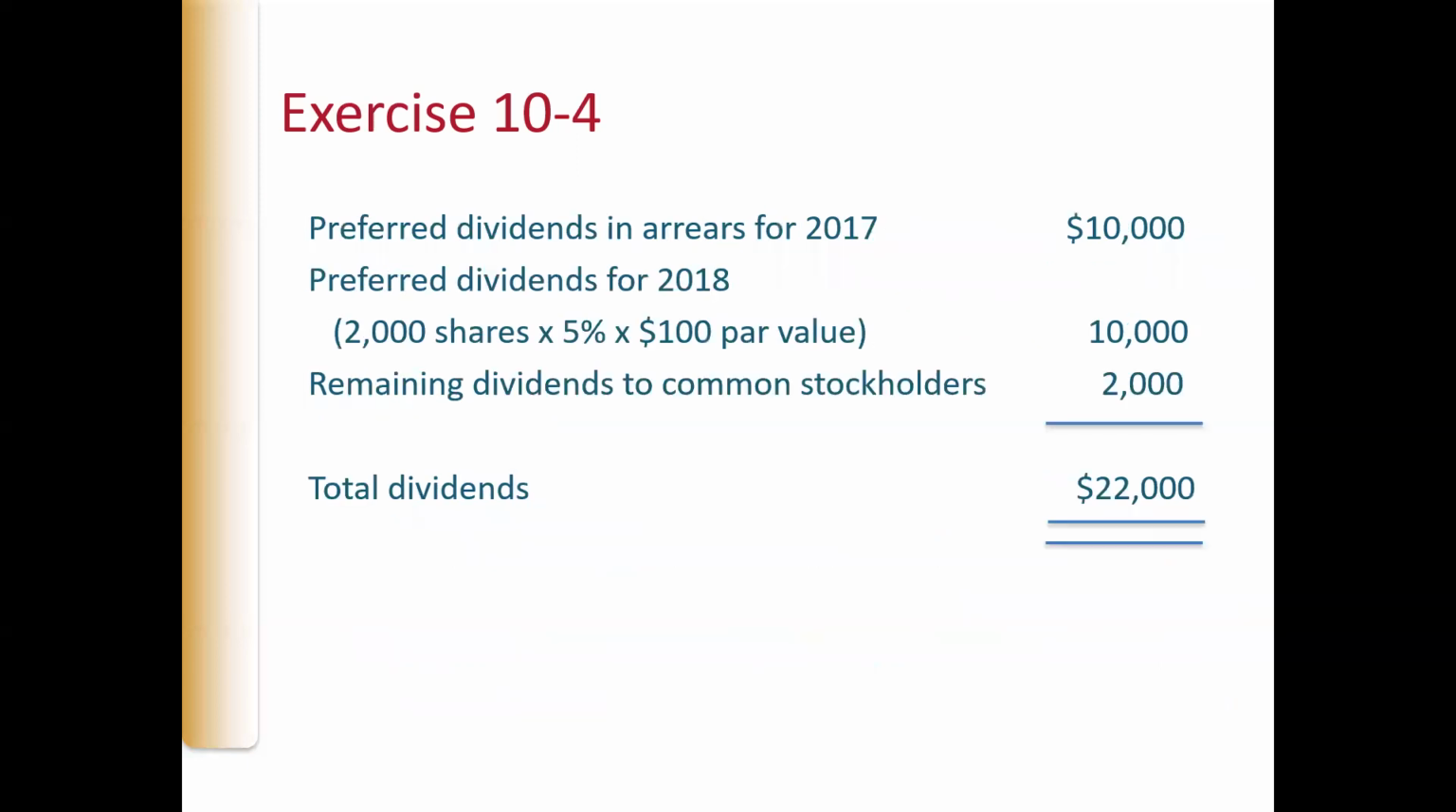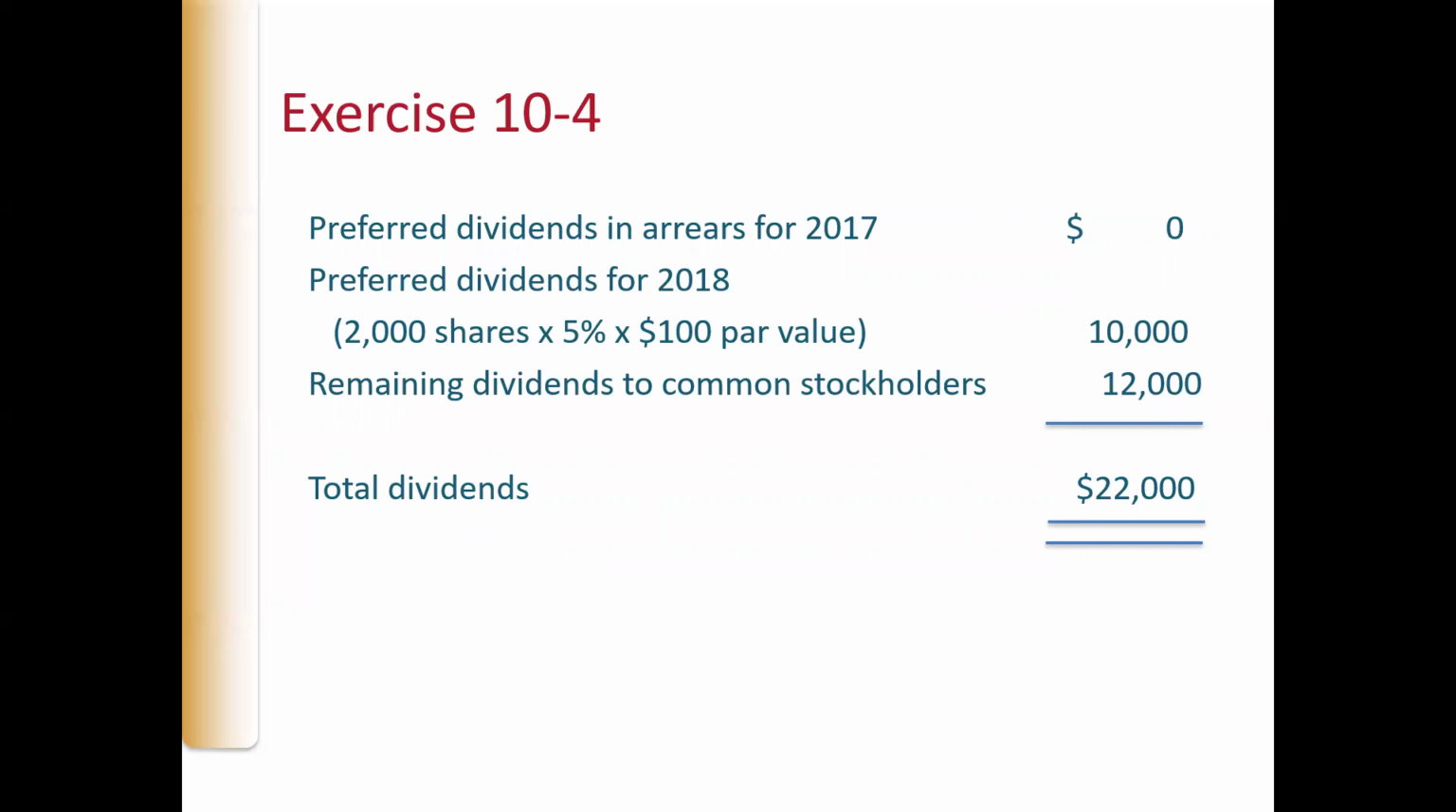Okay, so let's look at it. For the cumulative stock, they're going to get 10,000 for the 2017 year, and then 10,000 for the 2018 period. And then the remaining $2,000 of that 22,000 will go to the common shareholders.